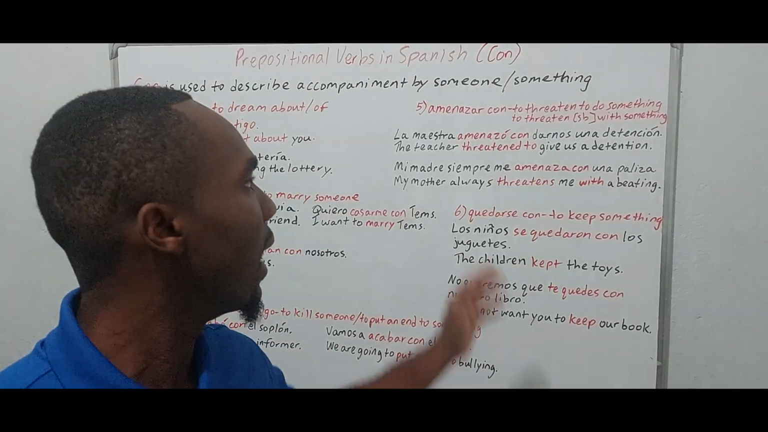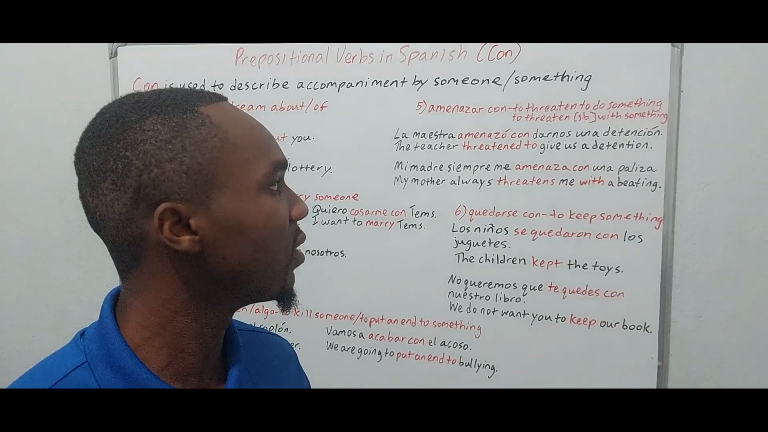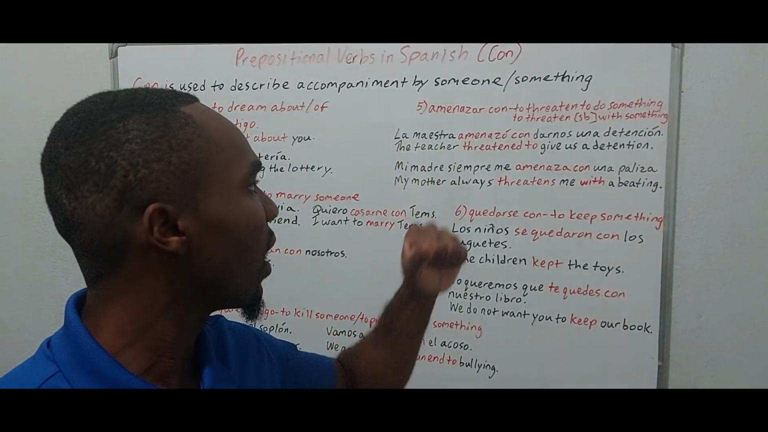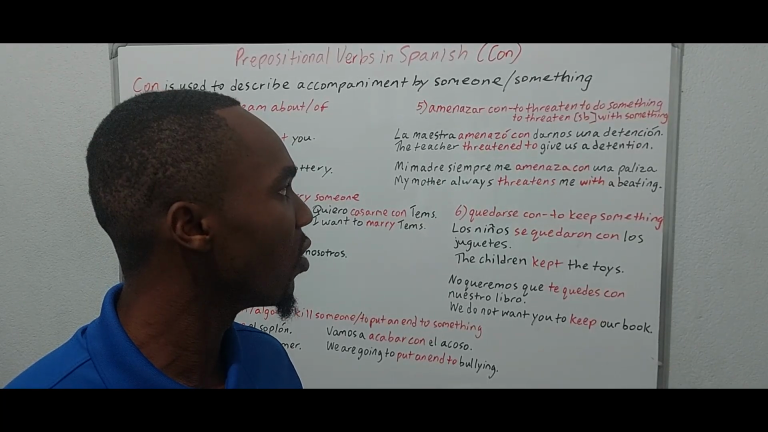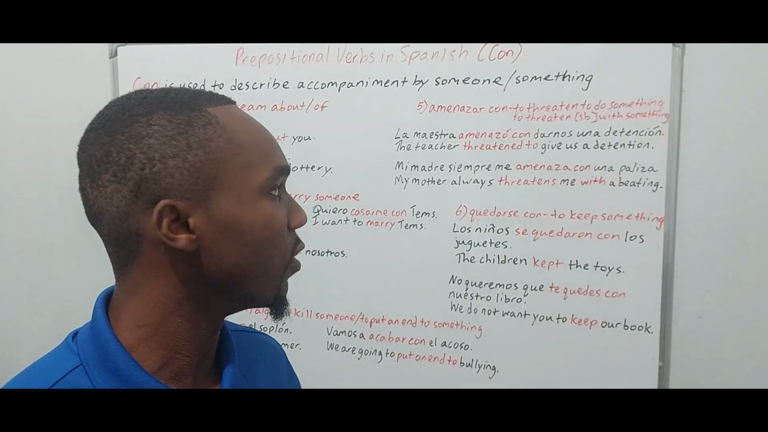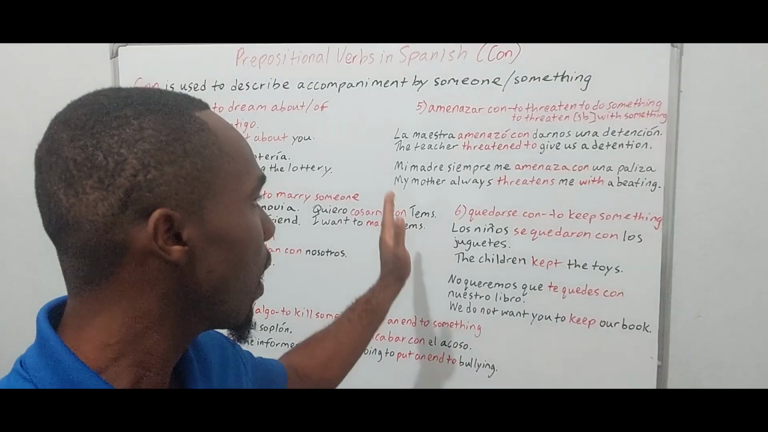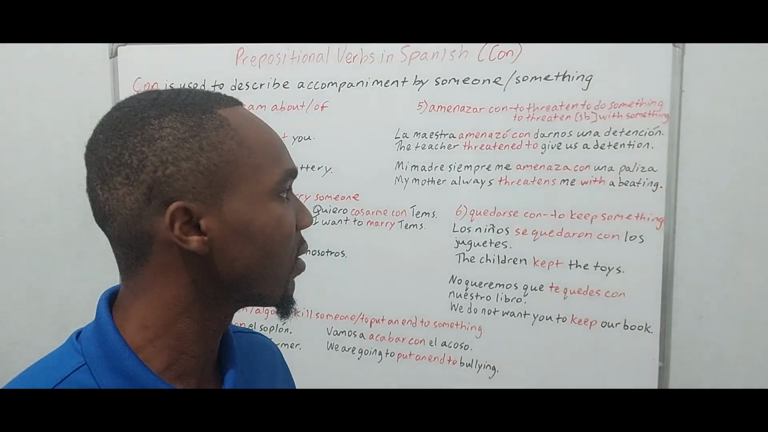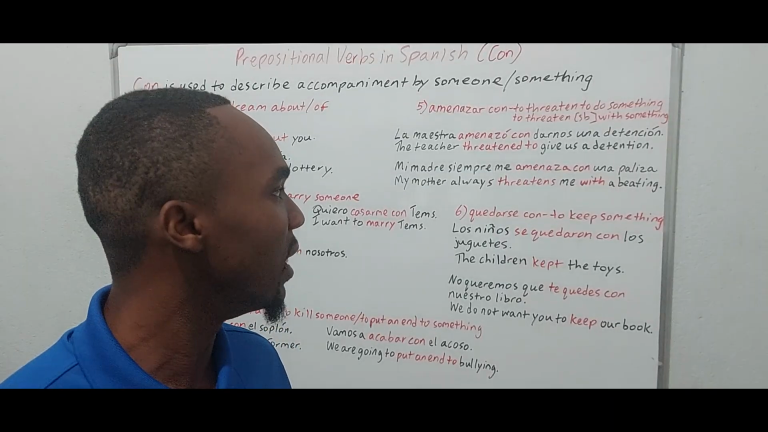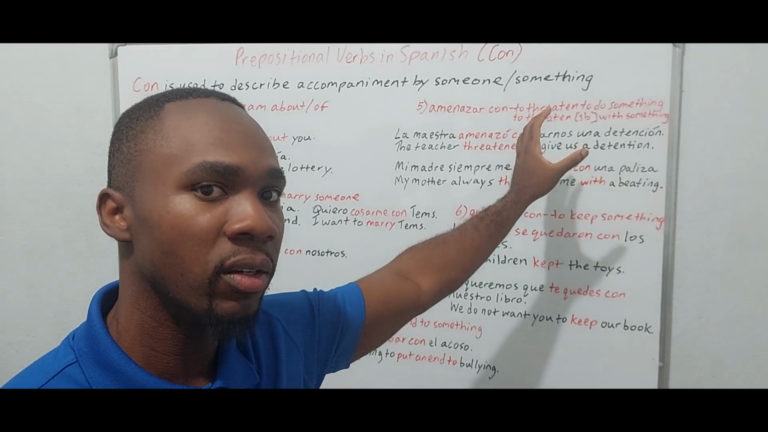So 5. Amenazar con. To threaten to do something or to threaten somebody with something. Alright? So, la maestra amenazó con darnos una detención. The teacher threatened to give us a detention. Yep. That's right. And mi madre siempre me amenaza con una paliza. My mother always threatens me with a beating.